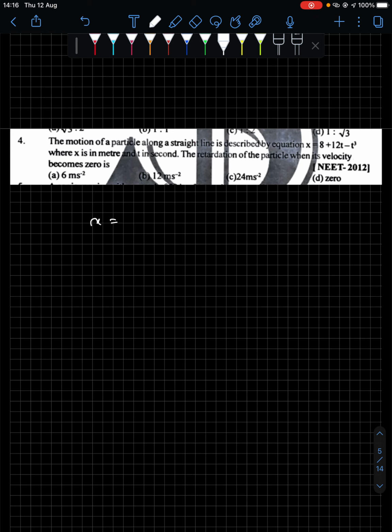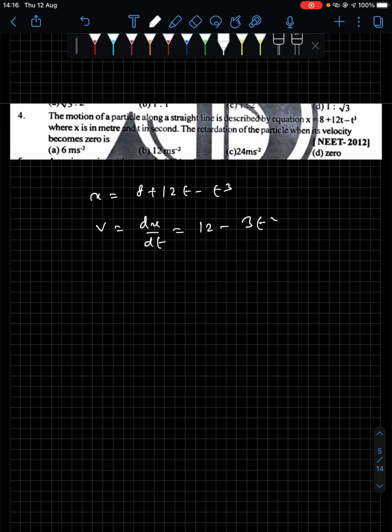So your given equation is x equal to 8 plus 12t minus t cube. So velocity, right? So v equals dx by dt you will have to do, which is 12 minus 3t square. Okay, so you have to find out acceleration when velocity is 0. Now if you put velocity value as 0, what is the value of time you get here? 3t square equal to 12, t square equal to 4, and t equal to 2.